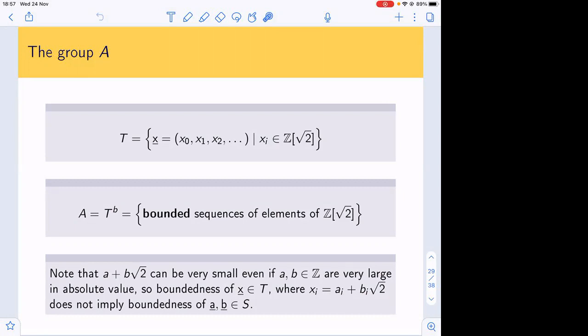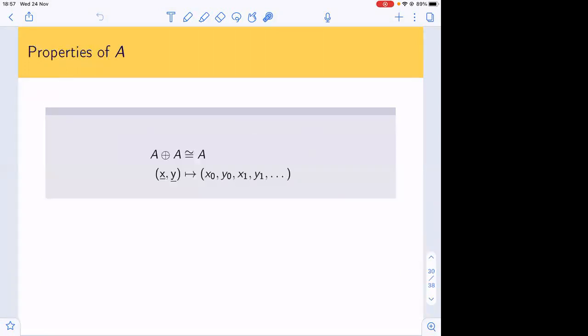This is definitely a different group from the group of bounded sequences of integers. Okay, let's look at some properties of this group A. So A is bounded sequences of elements of Z[√2]. Well, exactly the same proof as with S shows that the direct sum of two copies of A is isomorphic to A, because I just take two sequences and interleave them. Odd terms are going to be the sequence X, the even terms are going to be the sequence Y. So I can combine two sequences to get a single sequence. And I'm not splitting them up into the a and the b of a plus b root 2.